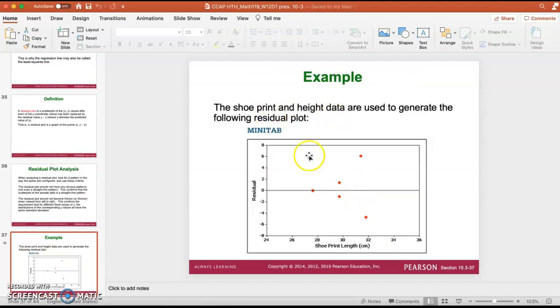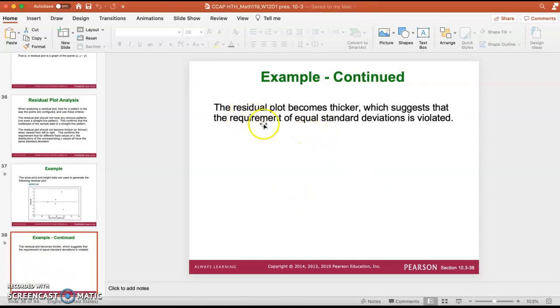So, for example, this is a residual plot from the 5 pairs of shoe prints and heights from before. Notice it's going wider in both directions. If we want a good residual plot, we want them to all stay pretty close to zero, because that would mean our line would be fit pretty well, since there aren't very many differences. And since that residual plot becomes thicker, that suggests that the requirement of equal standard deviations is violated. Again, a fancy way of saying it's just not a good fit, that regression line.